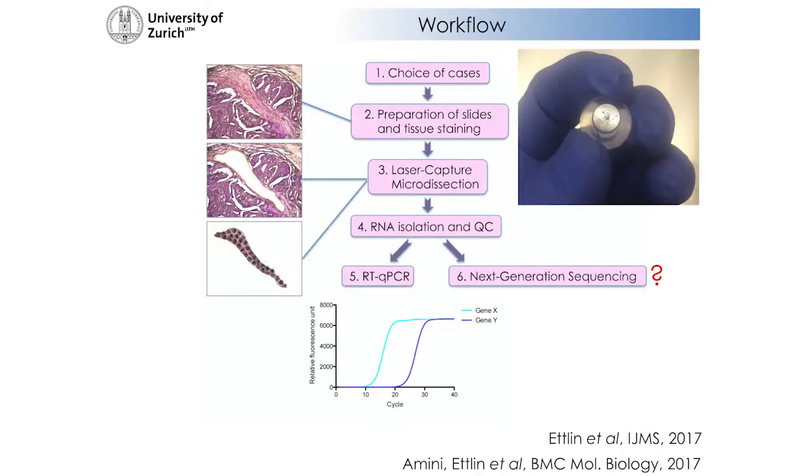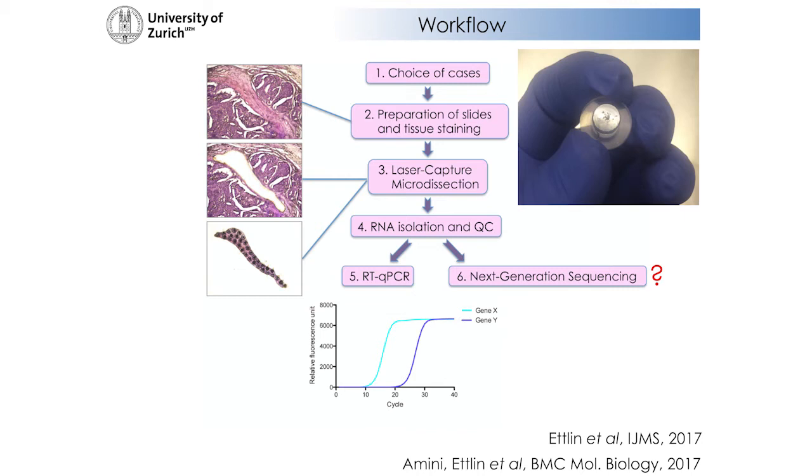This slide shows you the normal workflow we're using. First, you choose the cases, after which there is a slide preparation and tissue staining step that is followed by laser capture microdissection. You can see an example of laser capture microdissected tissue on the top right of the slide, where I'm holding a cap containing isolated tissue. Then you isolate RNA and perform quality control before ultimately analyzing the RNA.